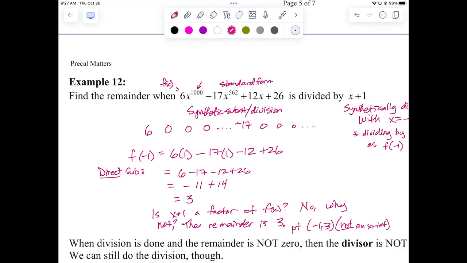So synthetic division, as nice as it is, is it always the answer? No.